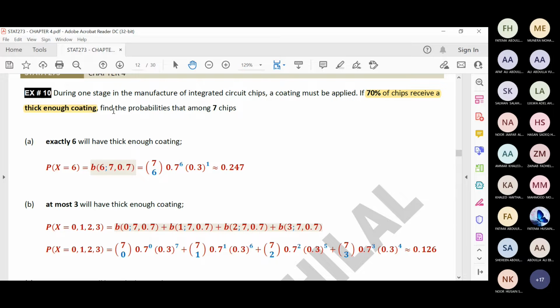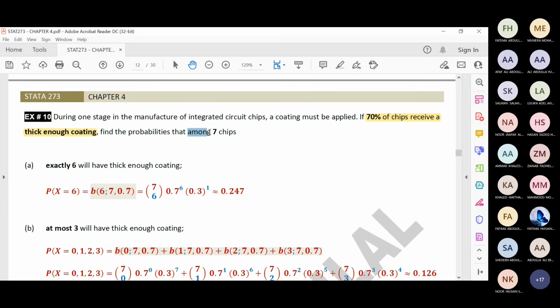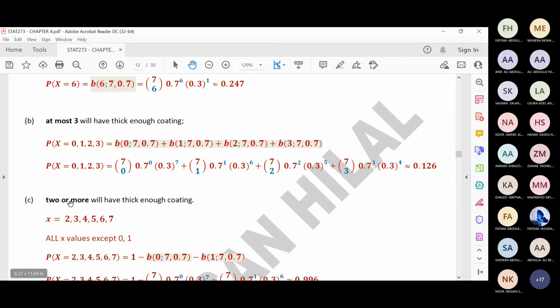And then I said find the probabilities of A, B, C and so on, among 7 chips. When I say the word among, that's the total. So what I'm doing is selecting 7 chips and then checking them one by one. I took 7 of the chips and check them one by one. So what is the probability that among 7, exactly 6 will have thick enough coating, and then at most 3, and then 2 or more and so on.